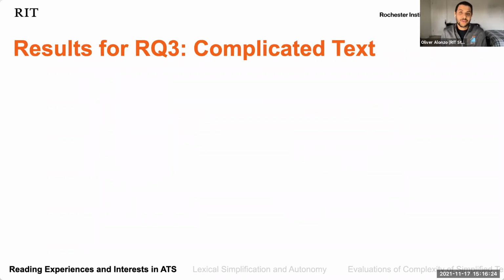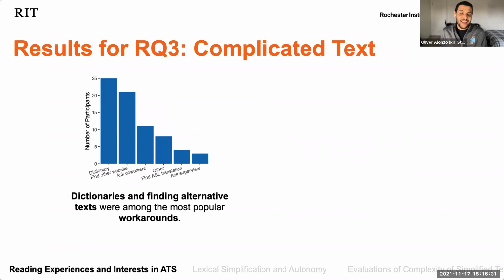Now, for our third research question, we asked participants about their experiences with complicated text and what they currently do to overcome it. Dictionaries and finding alternative texts with the same content were among the most popular workarounds that participants reported for overcoming complicated text. And this is interesting because it actually parallels both of the approaches that I introduced at the beginning for automatic text simplification, which is lexical approaches of replacing individual complex words, which dictionaries can help with, or finding alternative text, which aligns with syntactic simplification or rewriting the longer chunks of text.